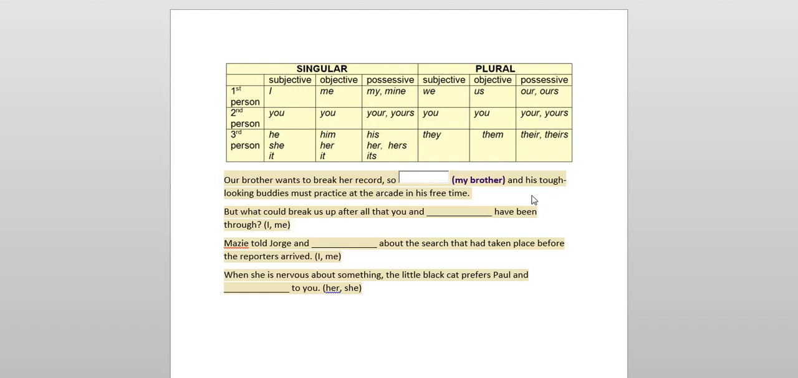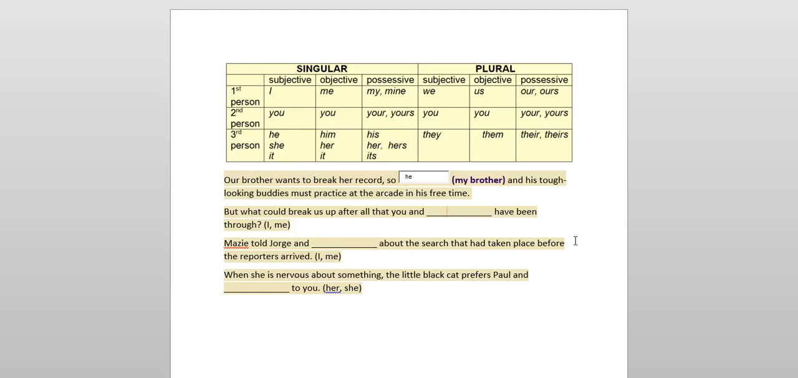We use him. However, this is actually a coordinating conjunction, right? Fanboys, we've got a complete sentence, a comma, another complete sentence. So that's a conjunction, right? And after the coordinating conjunction comes the subject of the next independent clause in this case. So must practice is the verb. We need a pronoun for the subject of that verb. So he must practice at the arcade in his free time. Just like I must practice. I wouldn't say me must practice. So if I can use I, then I'm going to be using a subjective case.